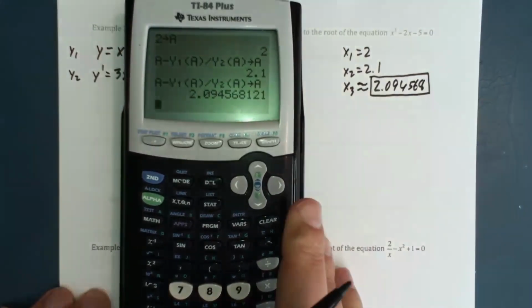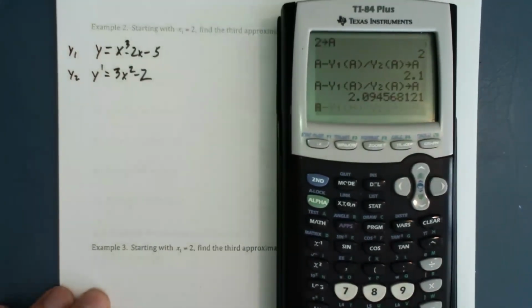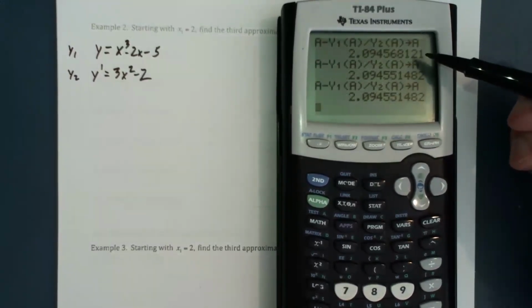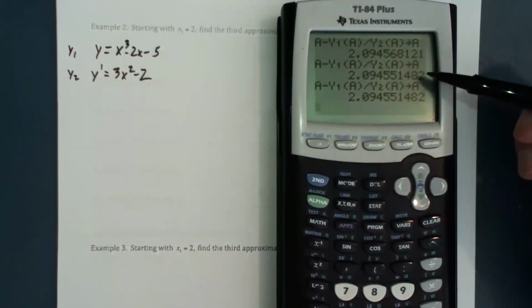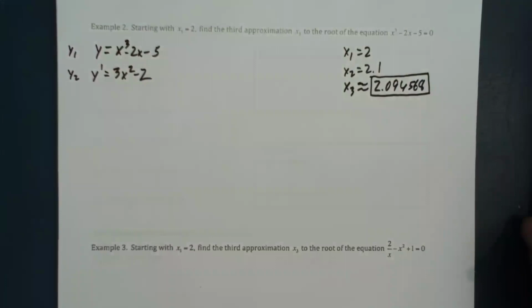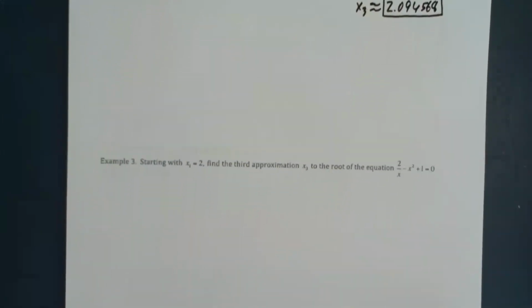But if I just keep hitting enter, it's going to get closer and closer and closer. And you can see it's now identical. So this was the third, the fourth, and the fifth are now identical to this many decimal places. So it's a really efficient way of doing this. We're going to do one more here.